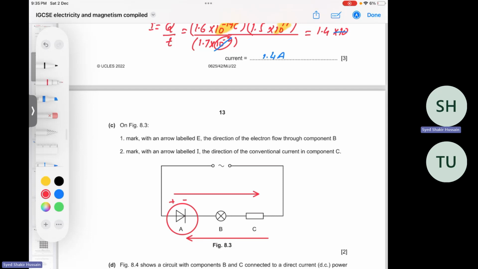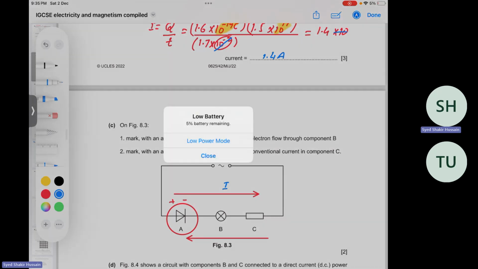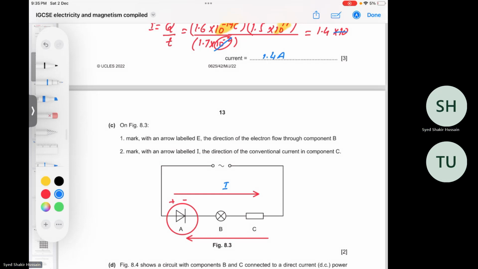Okay. Now tell me one more thing. Which should I label I and which should I label E? The top arrow or the arrow below? I should be the top arrow. I is what? Direction of current, conventional current. I should be the top. Okay. And what about E? E should be the bottom one.